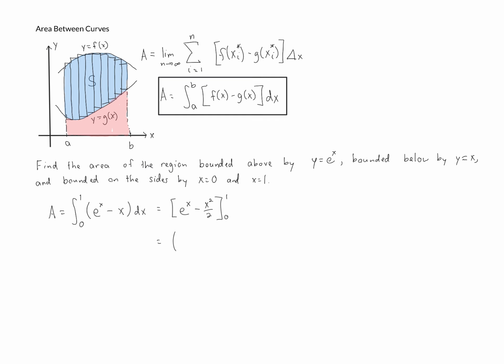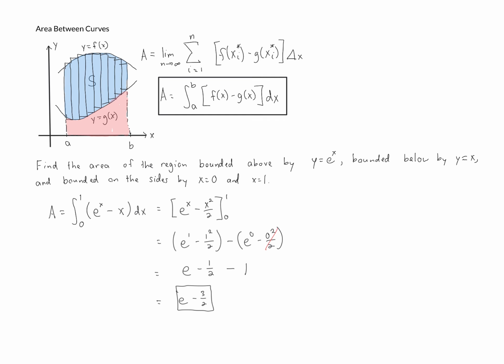So when we plug in 1, that's going to be e to the first minus 1 squared over 2. And then minus e to the 0 minus 0 squared over 2. So that's going to give us e minus 1/2 in the first parentheses. And then that's going to be minus, and in the second parentheses, all we have is 1. e to the 0 is 1. The other term goes away. And so e minus 1/2 minus 1 is the same as e minus 3/2. And that ends up being the area.